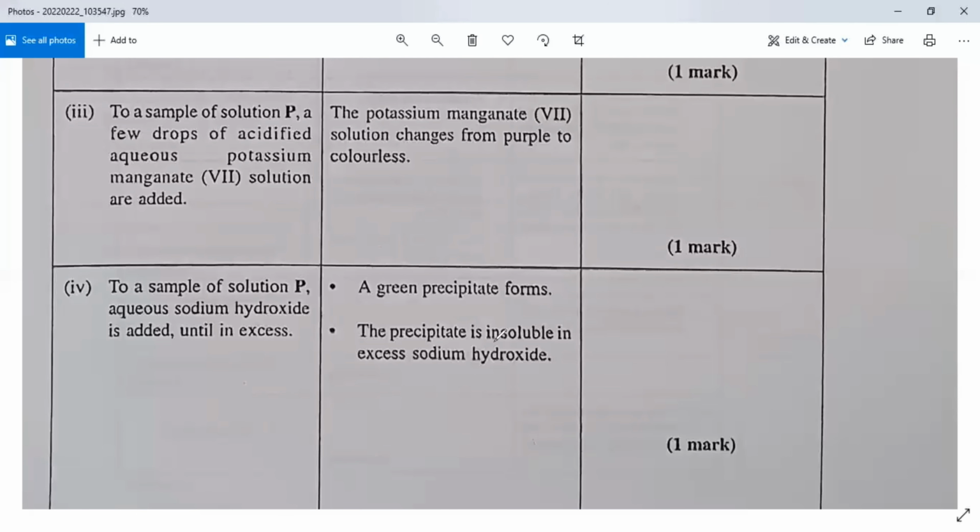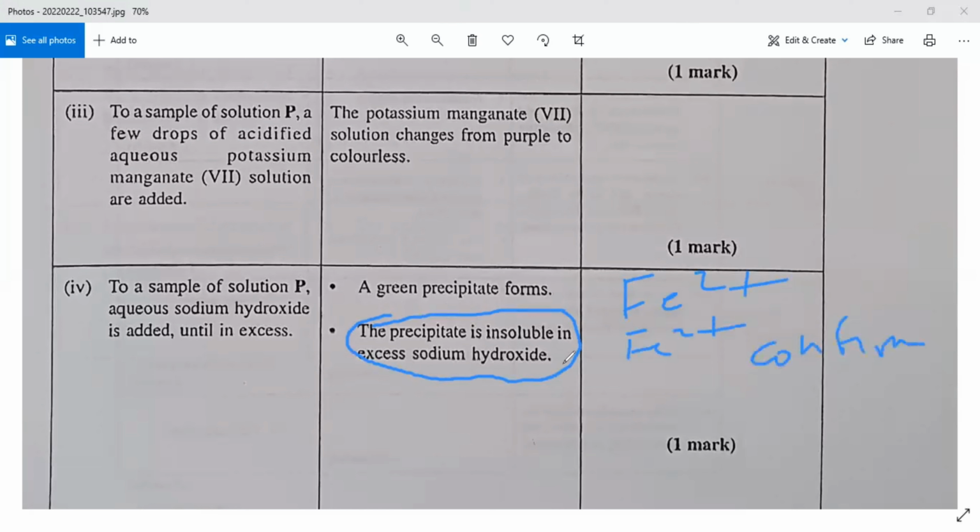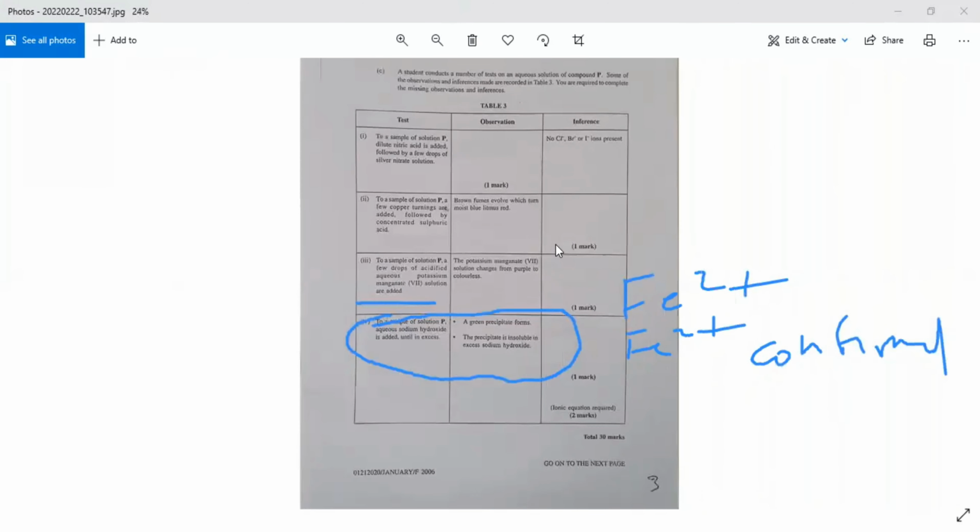There you go. The precipitate is insoluble. See it right there? The precipitate is insoluble. So this means that up here we can write Fe2+, and then down here we write Fe2+ confirmed. Because the results are telling us, first of all, from the green precipitate, that iron 2 is present, and from the precipitate being insoluble, that Fe2+ is definitely there. So we proceed. Let's see if there's anything else to answer.